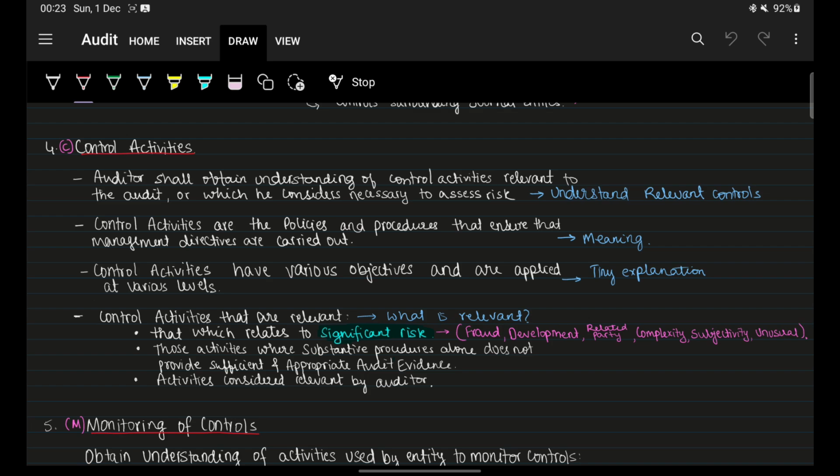So we'll just dive into what is written here. Okay, firstly, with regard to control activities, the auditor shall obtain an understanding of control activities that are relevant to the audit. Okay, so he has to find out what is relevant. That we'll learn about later in the video. Okay, how to find out whether a particular internal control is relevant to us or not. Okay, so firstly he has to obtain an understanding of all the relevant control activities to the audit or which he considers necessary to assess the risk. Okay, so the first point is very easy. He has to understand the relevant controls.